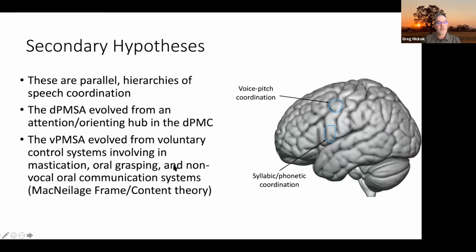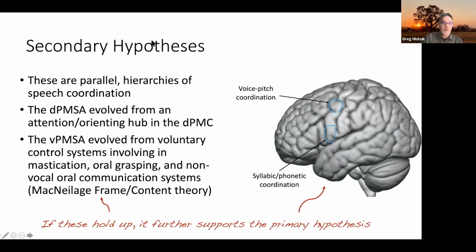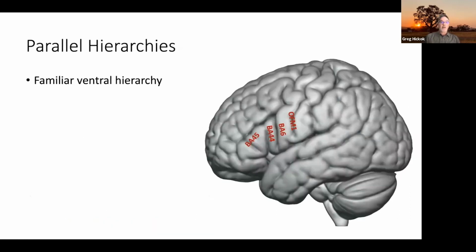The ventral premotor speech area evolved from voluntary control systems involving mastication, oral grasping, and perhaps non-vocal oral communication systems like lip smacking in non-human primates. This is not new. This is part of MacNeilage's frame content theory. So what's new here is really the excising of this from the speech control circuit and linking it to dorsal attention orienting processes. So we're going to talk about this stuff, and the idea in terms of building the argument is that if these hold up, that provides even more support for the primary hypothesis of a distinction between these systems.